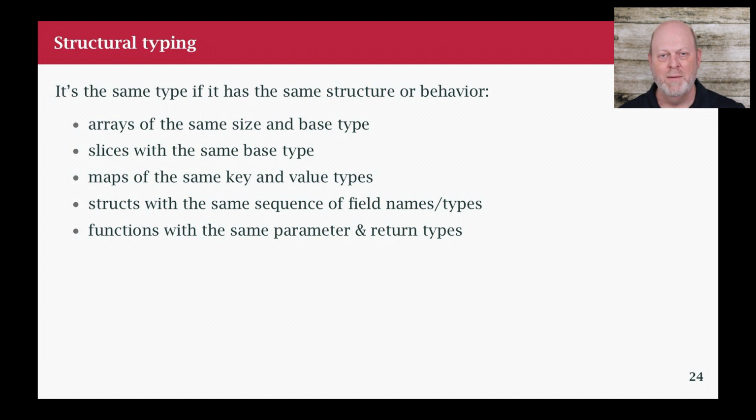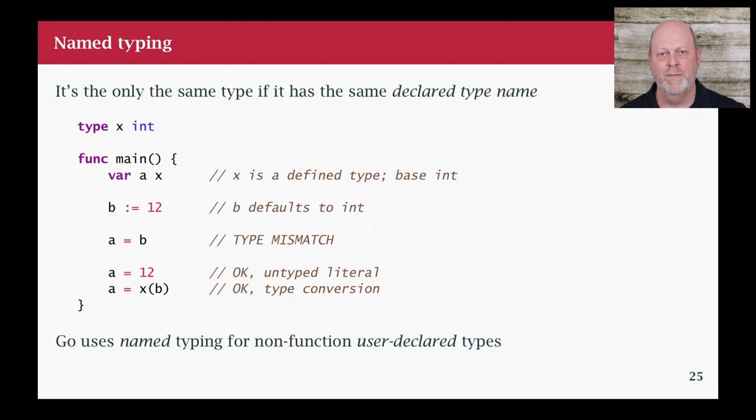So when do we use named typing? We use named typing when we explicitly introduce a type with the type keyword. Here's an example. We've created type x int. So x has the same structure and behavior as int. It's the same size, we can put the same kind of numbers into it, but we've given it a different name, and we did that deliberately for some reason, so logically it's a different type than int. So here, var a has type x, we declared it that way, and var b has type int, because 12 defaults to an int when initializing b.